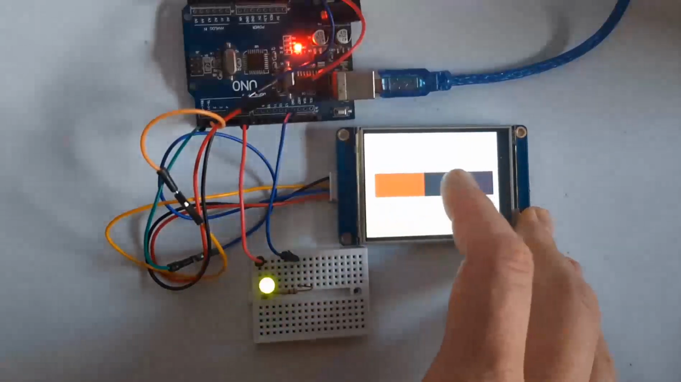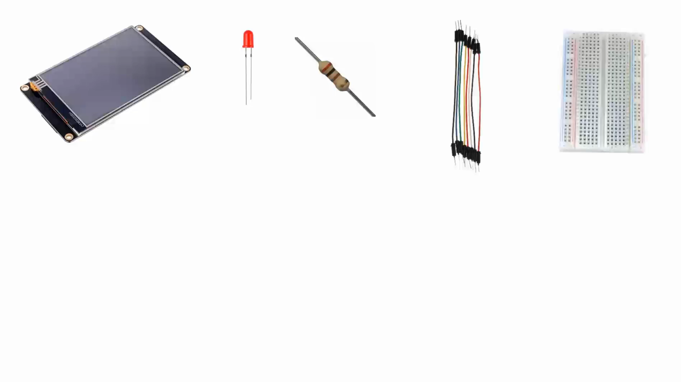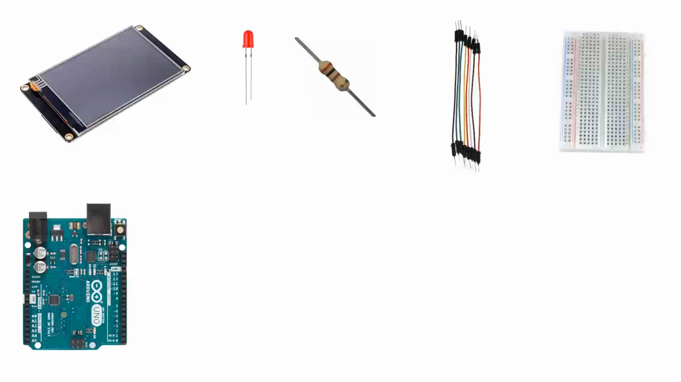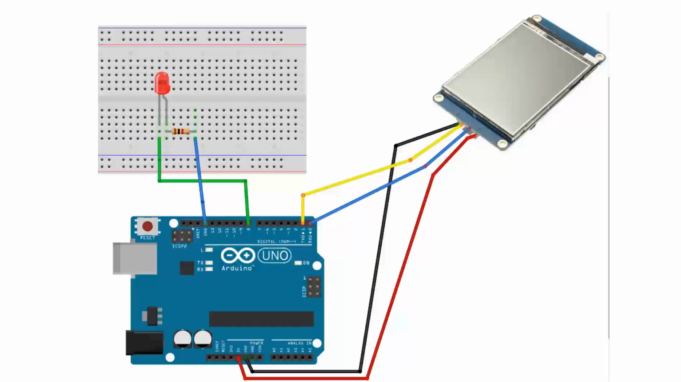For this project you will need a Nextion display, one LED, 1 kilo ohm resistor, jumper wires, breadboard, Arduino, Nextion editor program and Visuino program. Wire everything according to this schematic.